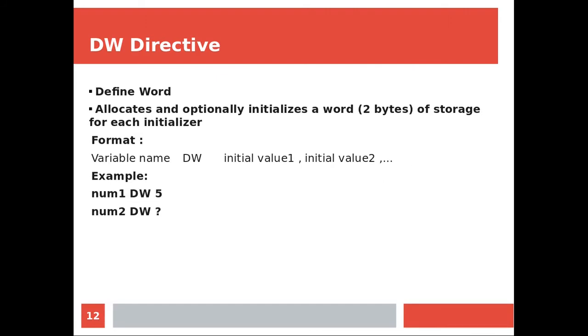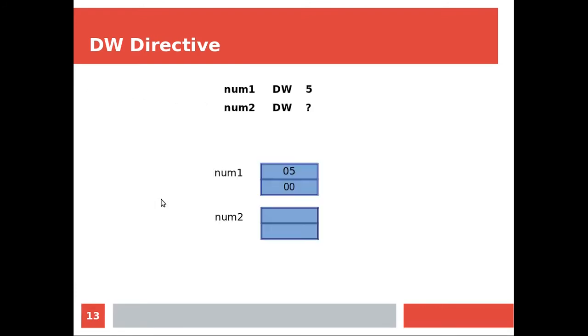Example, num1 dw 5. This will create a variable num1 with 2 bytes of storage and initial value 0005. Little endian format is used here. Okay.